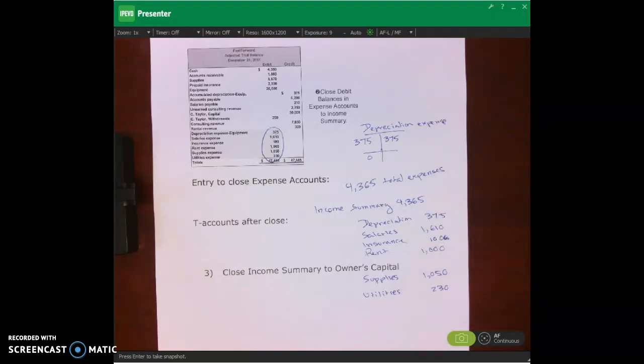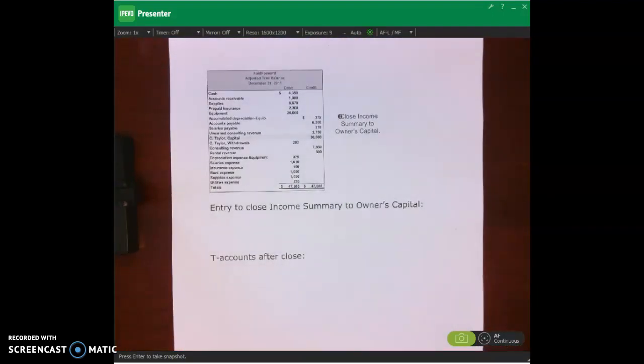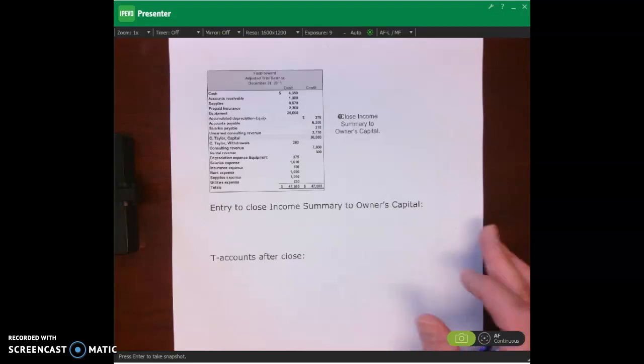Okay? So the third step, though, you have to do expenses and revenues to income summary before you can do the third step, which is to close the balance, or what's left over in income summary, to owner's capital. Okay? So let's look on the next page, and let's do a T account here, because T accounts are fun. Do a T account over here for our income summary.